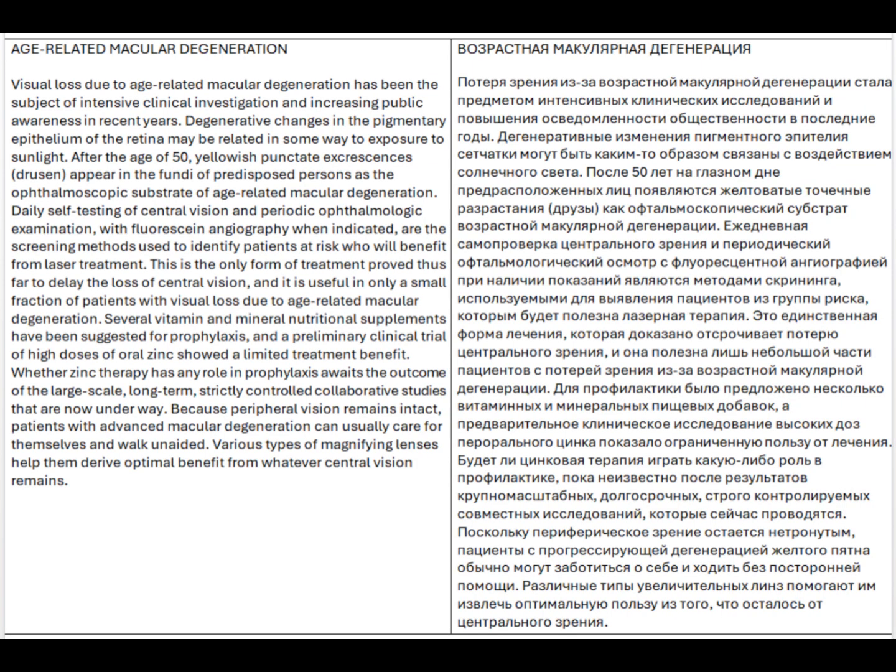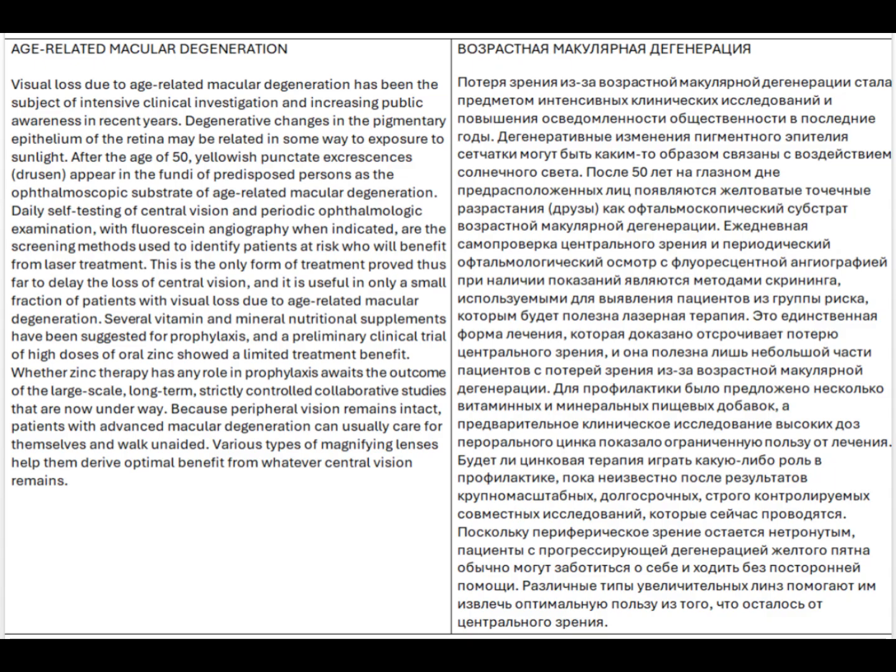Visual loss due to age-related macular degeneration has been the subject of intensive clinical investigation and increasing public awareness in recent years. Degenerative changes in the pigmentary epithelium of the retina may be related in some way to exposure to sunlight. After the age of 50, yellowish punctate excrescences, drusen, appear in the fundi of predisposed persons as the ophthalmoscopic substrate of age-related macular degeneration.